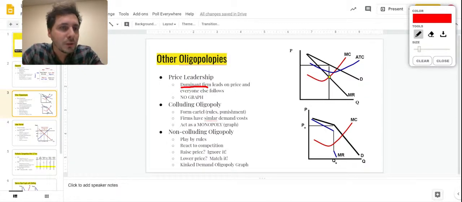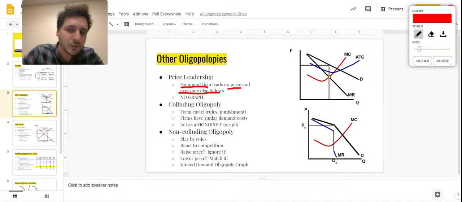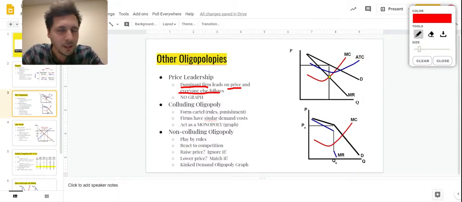This is Apple in the smartphone world, for example. And so that dominant firm determines when it's right to move their price up. And so they will change their price up or down, and then everyone else follows the leader. There's no graph here because pricing is not contingent on any change in demand or cost or marginal revenue or anything like that. Our price is determined by the price leader. They get to decide, and the rest of us just follow.